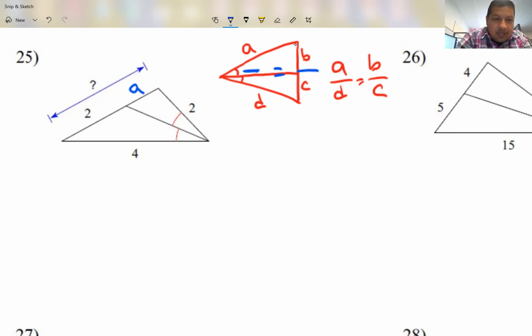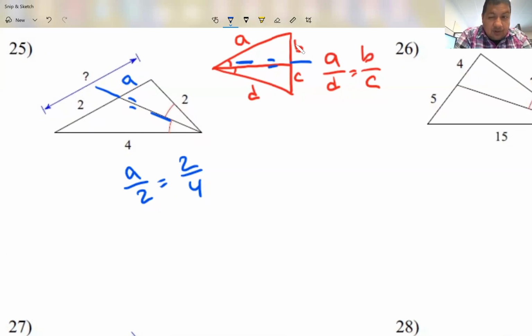The way I'm going to solve for that A, I'm going to go A over 2 is equal to 2 over 4. Notice I did my fraction there. A over 2 is equal to 2 over 4. Cross multiply, solve for X. Simplify your numbers if they're kind of big. I don't think I need to simplify. I'm just going to cross multiply it.